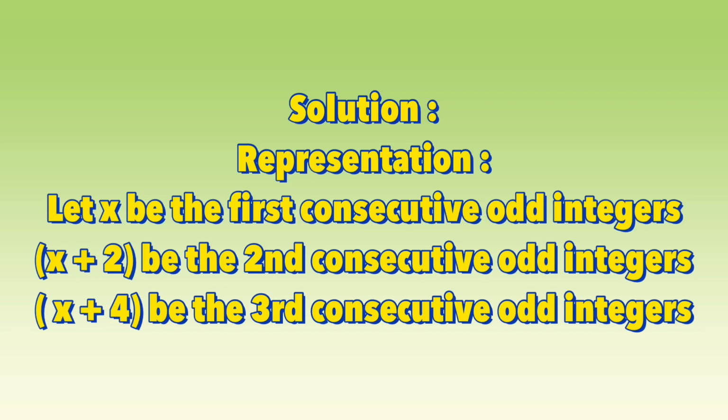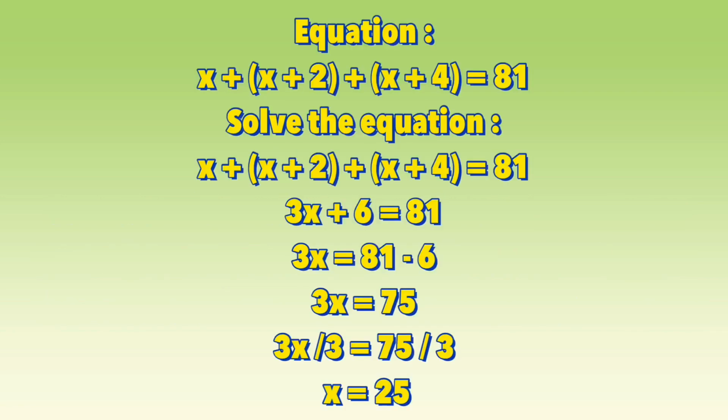After the representation, our next step is to make an equation. Since the problem is asking for the sum of 3 consecutive integers and it's equal to 81, we have the equation x plus x plus 2 plus x plus 4 equals 81. Then after making the equation, we have to solve the equation.